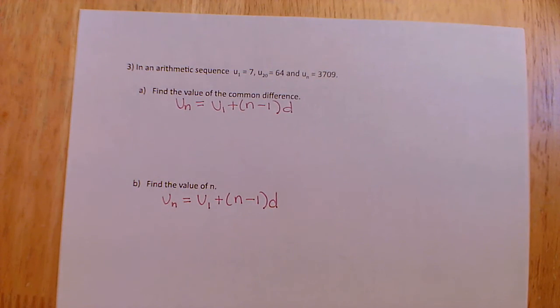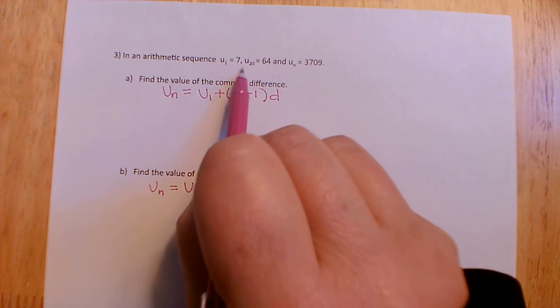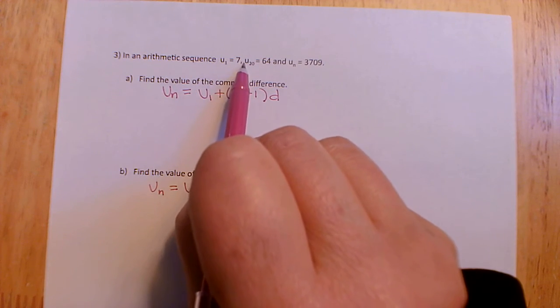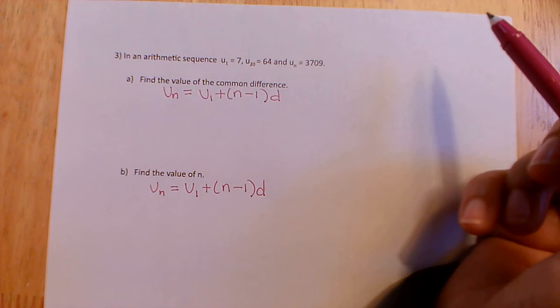Number 3. In the arithmetic sequence, u sub 1 equals 7, u sub 20 equals 64, and u sub n equals 3,709. So I wonder, this is a big spread. There's other numbers in here, many other numbers in here, and then all the way to 3,709. Oh my goodness. So let's see what you do.